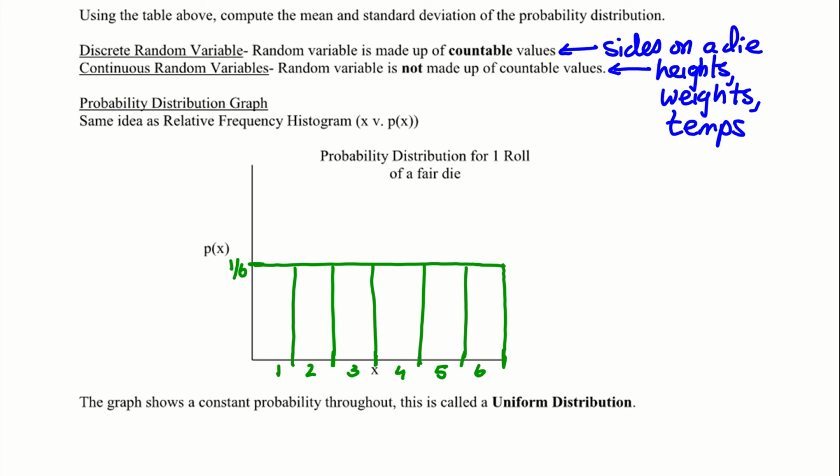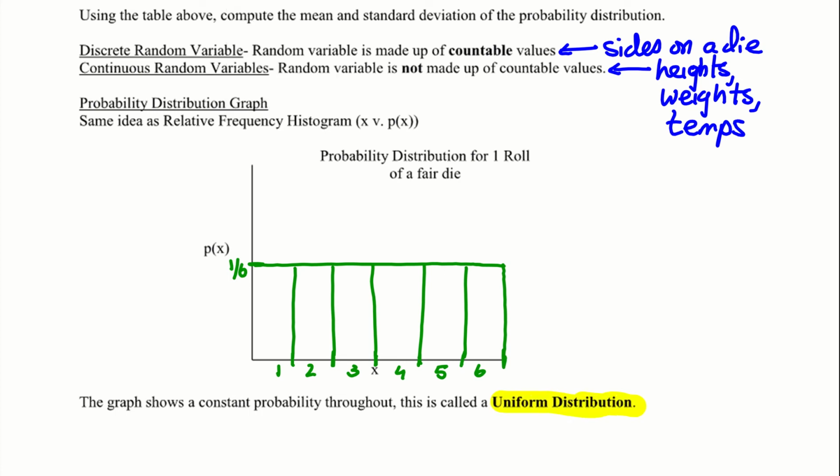And so that's what the probability distribution graph would look like for one roll of a fair die. It would look very similar if you were flipping coins, except you'd have 2 bars instead of 6 bars, but they should have the same height, 50-50, 0.5 or 1/2. All right. If the probability doesn't change, we call that a uniform distribution. So it's uniform throughout.